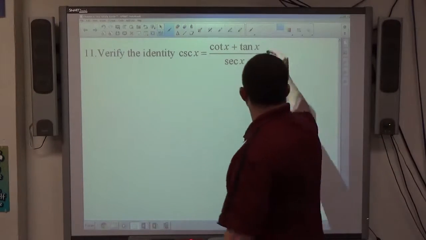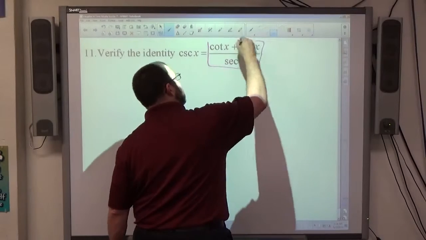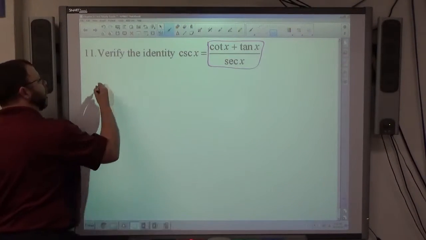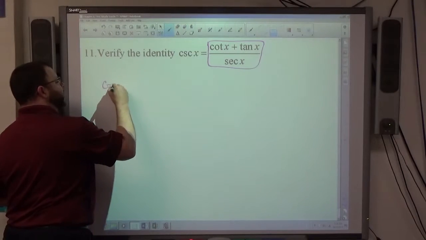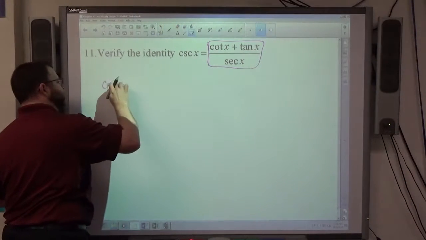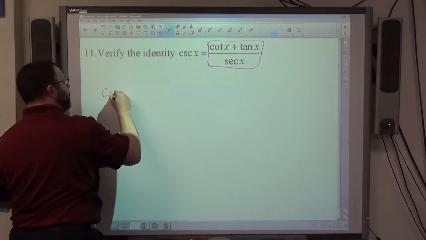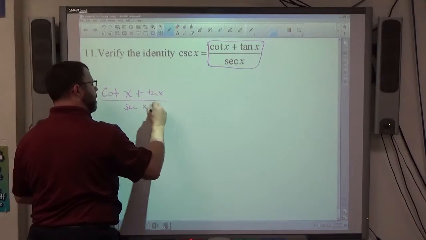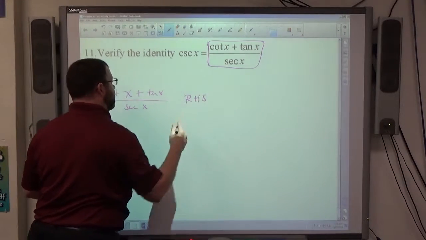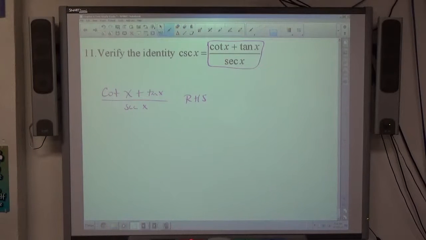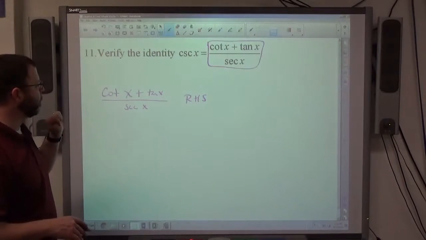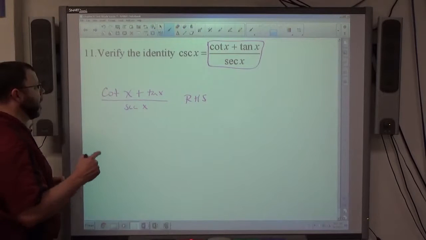Number 11, I'm noticing the right-hand side is a little bit more creative than the left-hand side, so I'm going to take the right-hand side here. Again, first step is to write down that side: cotangent of x plus tangent of x over secant of x. That's the right-hand side. Again, that's the first step, and some of you on the last quiz and some of your homework problems, you didn't write the first step down. You just started writing underneath it. So I want you to actually write down the side you want to work with, identify what side it is.